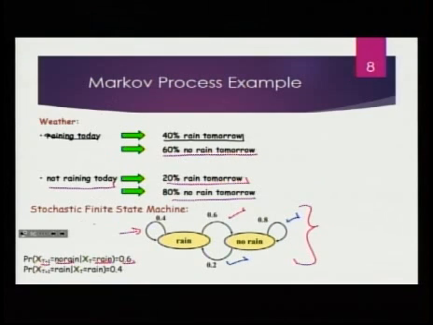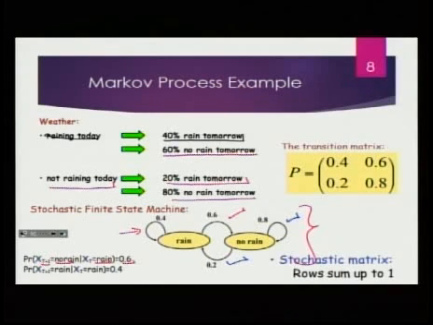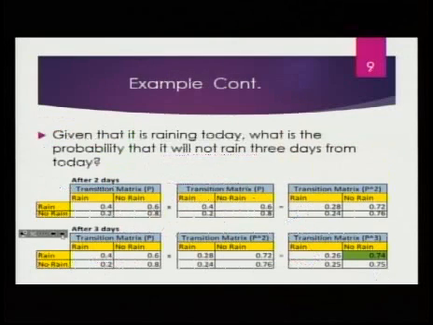Okay? Let me not erase that. So you can see the transition probability matrix here. If it is raining today, we can write raining today, raining tomorrow, not raining today, not raining tomorrow. Based on this finite state diagram, we can calculate the transition matrix, and it is a stochastic matrix: the sum of each row is always equal to 1.